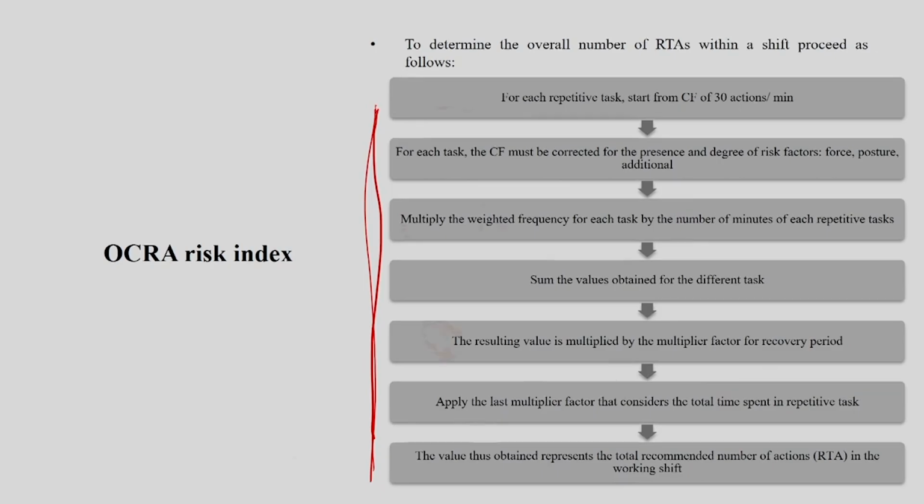You have your actual technical actions from your video or direct observation, divided by the recommended technical actions. Then you get your OCRA risk index. If it is higher than 1, definitely it is risky, and if it is lower than 1, then it is within a comfortable zone, right.